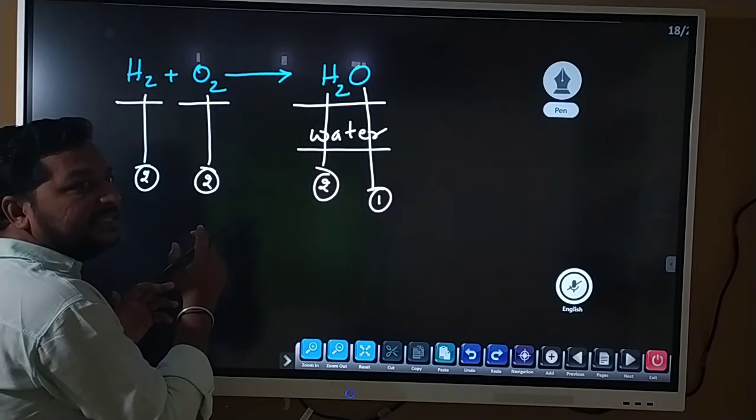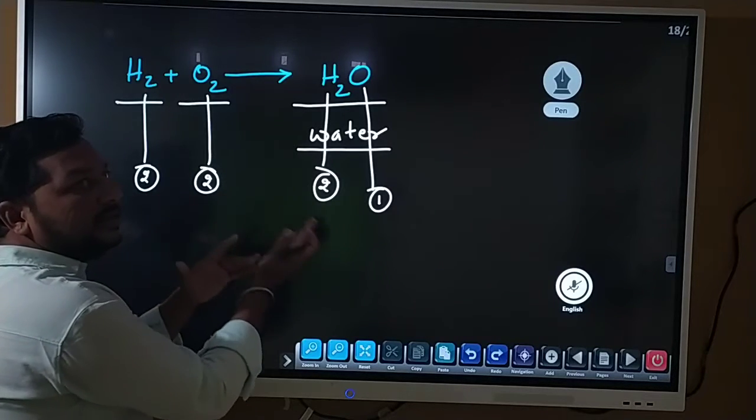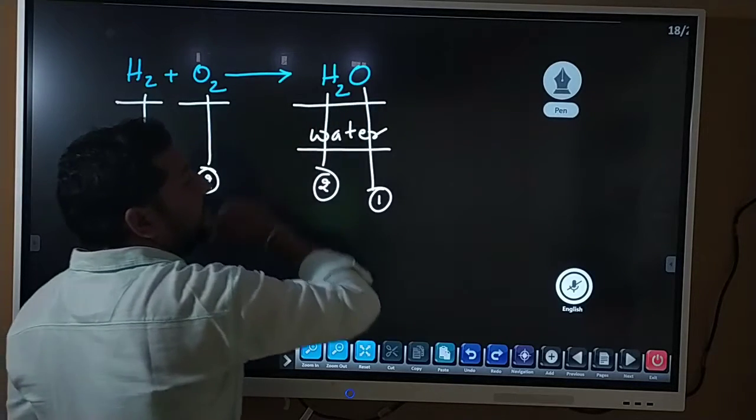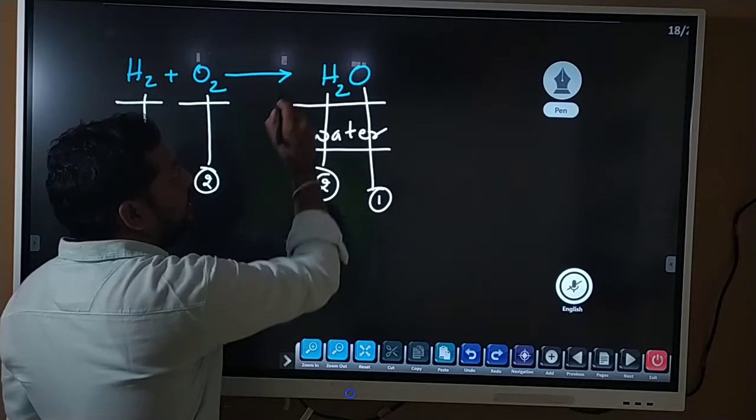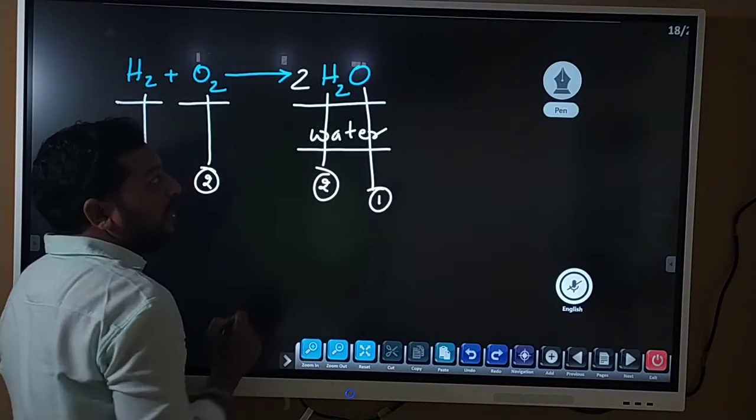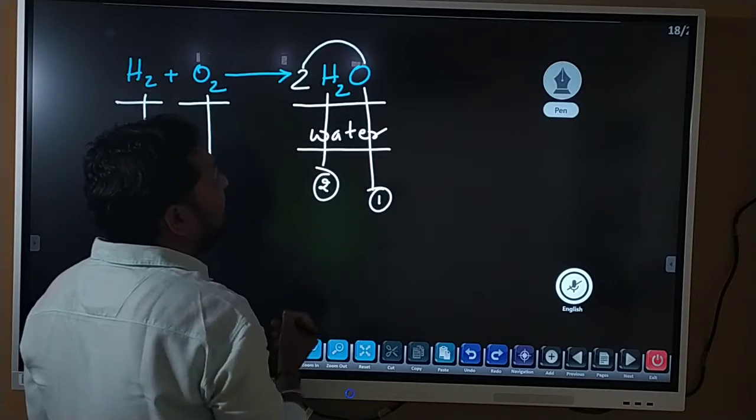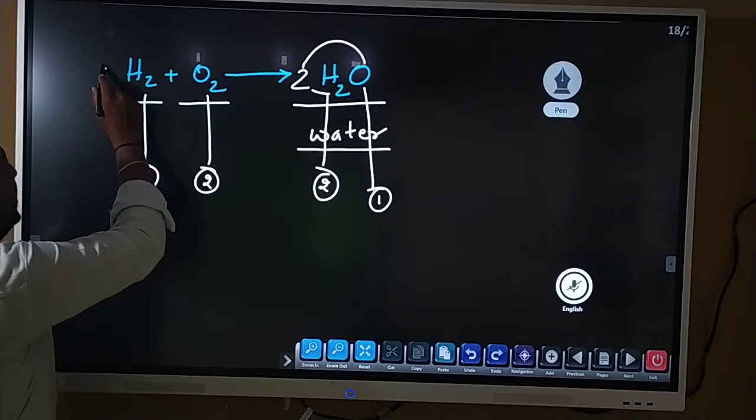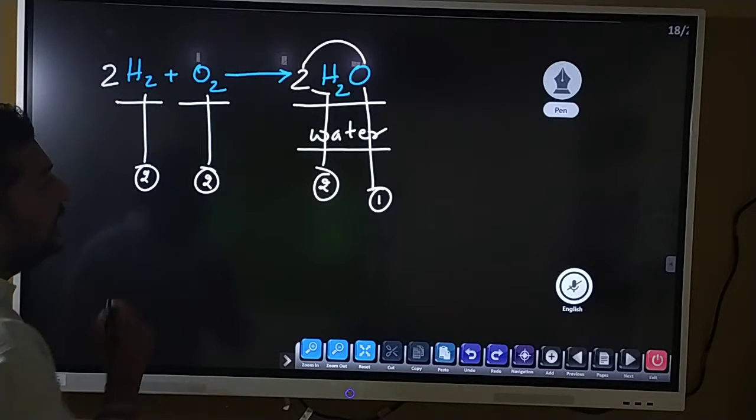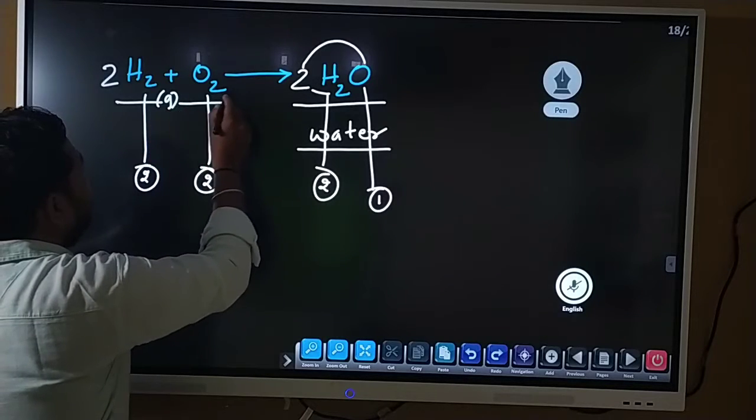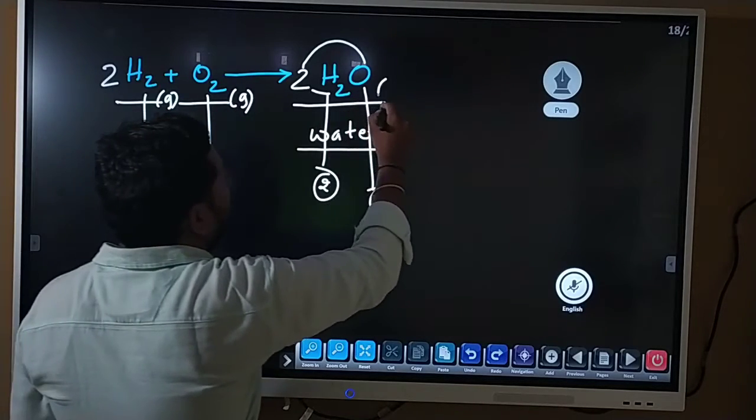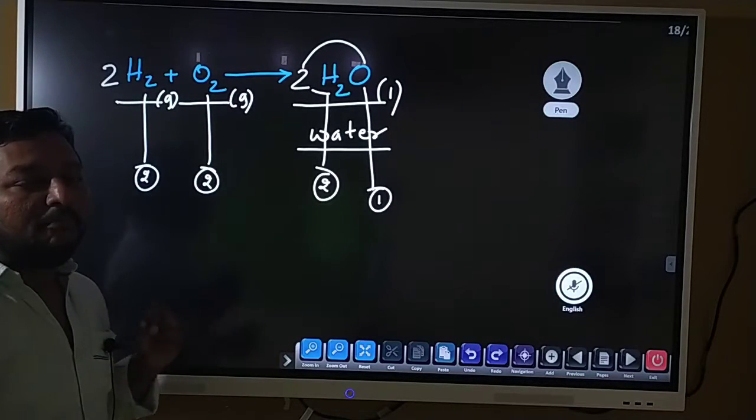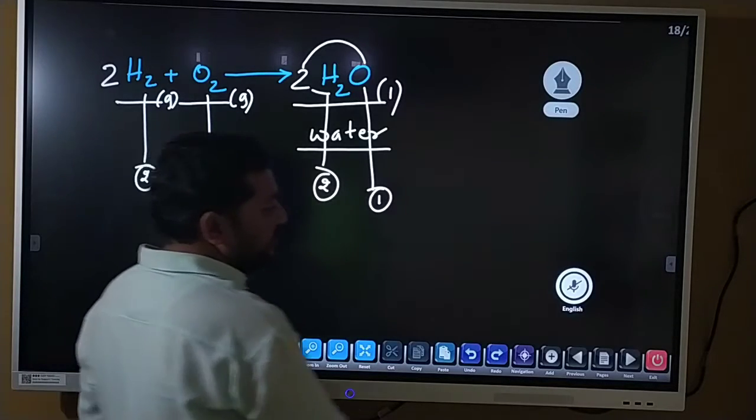So as we already discussed, we will manage from the greater number to the lesser number. Here it is 2, here it is 1 oxygen. We have to write 2 where? On the coefficient side. Okay, it becomes 2 oxygen, but hydrogen becomes 4. 2 into 2, 4. That's why we will write 2 here again. Clear? Last we will write the physical state. H2 is a gas, oxygen is a gas, water is formed in the form of liquid. It is called balancing the chemical equation.